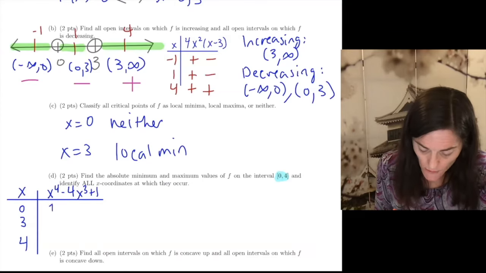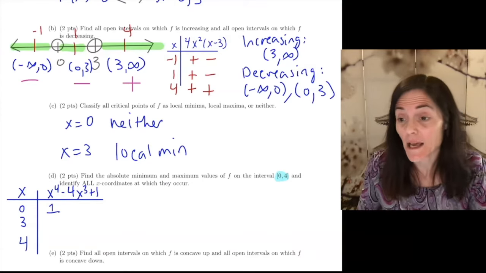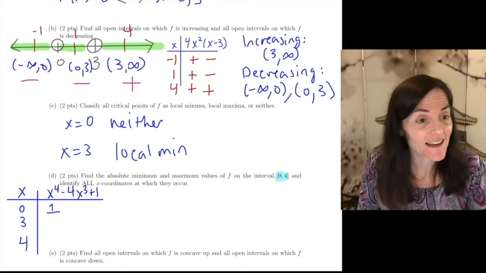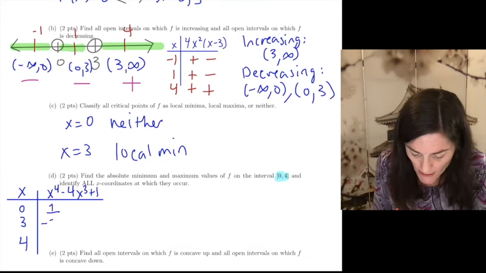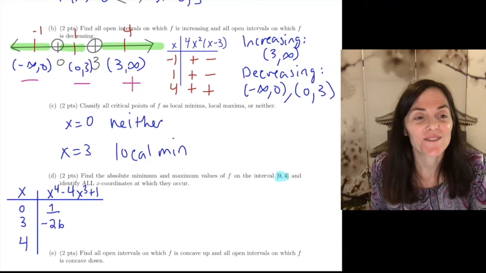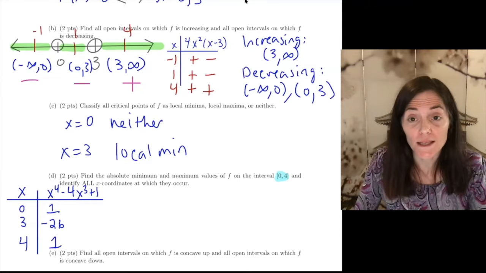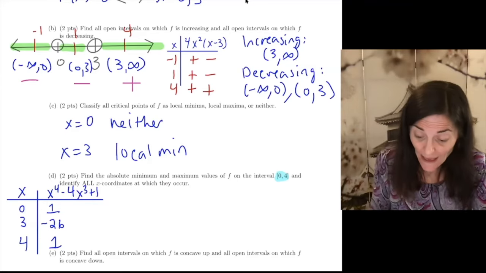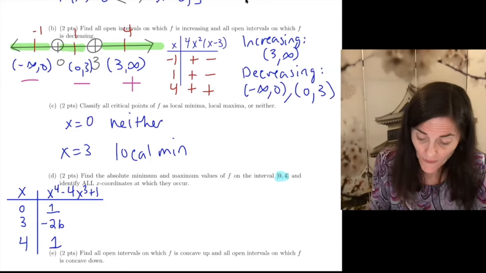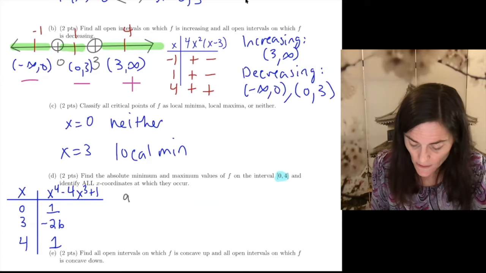Okay, we can see this is 1. Then, if you use your calculator, the function at 3 is minus 26, and the function at 4 is 1. Okay. We look at this, and we just pick the highest overall y value. That becomes our absolute max.